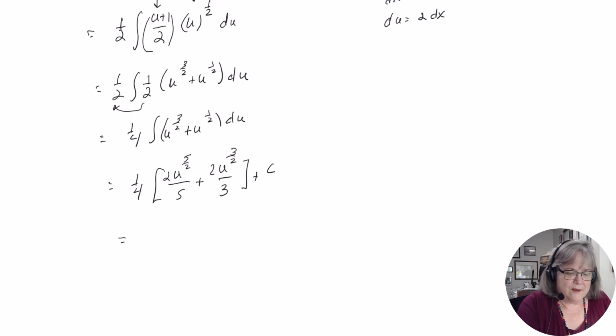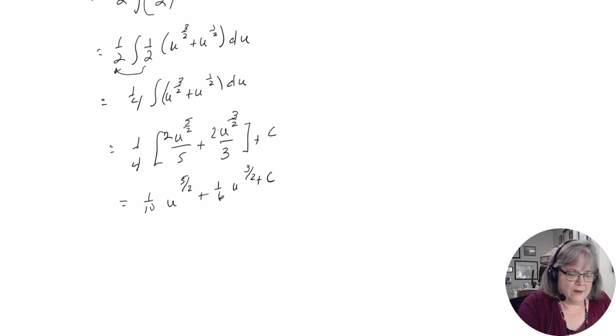So this is 2, this 2 goes into 4 twice. I shouldn't do that because we're going to multiply the 4's both places. All right, so this is 4, and this is 2. So what we're going to have is 1/10 u to the 5/2 plus 1/6 u to the 3/2 plus c. So this is 1/10 2x minus 1 to the 5/2 and 1/6 2x minus 1 to the 3/2.